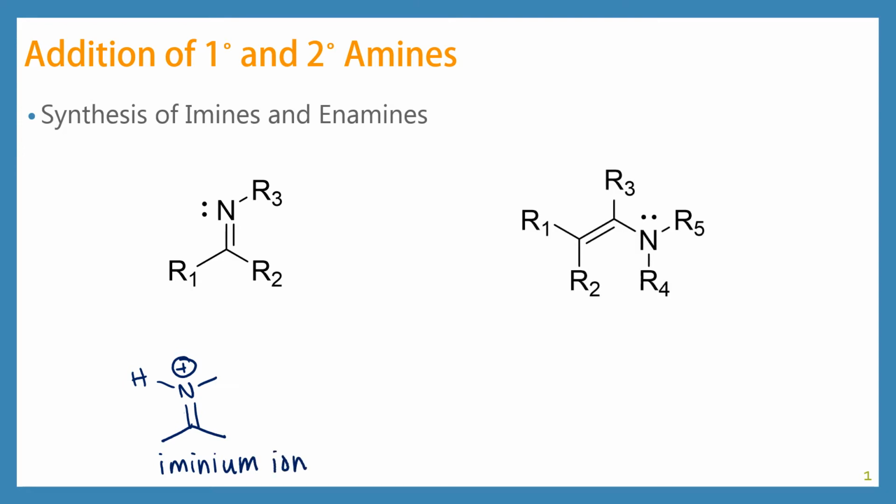Our next structure is the enamine. So this name comes from the fact that you have an amine and an alkene. Notice that the amine is one carbon removed from the alkene. So instead of having the double bond attached to the nitrogen, it is over here between what used to be your carbonyl carbon and the beta carbon.